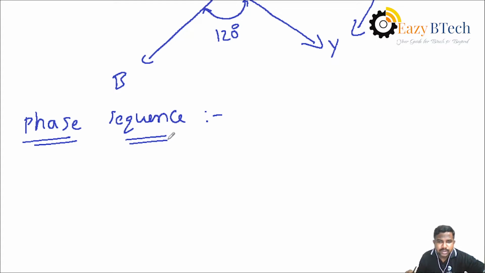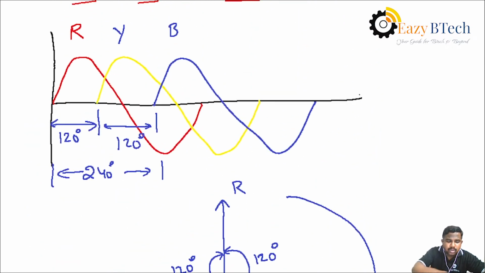Then what is meant by phase sequence? In a three-phase waveform, the first waveform to appear is R, the second waveform Y, the third waveform B. That means phase sequence is the sequential order in which the waveforms reach their peak values. That is, what waveform gets the first peak value, what waveform gets the second peak value, and what waveform gets the third peak value. So the waveforms reach the maximum value in a sequential order. That is called the phase sequence.